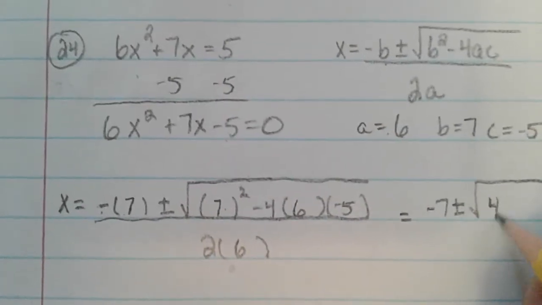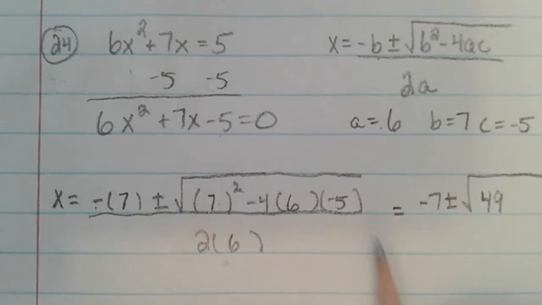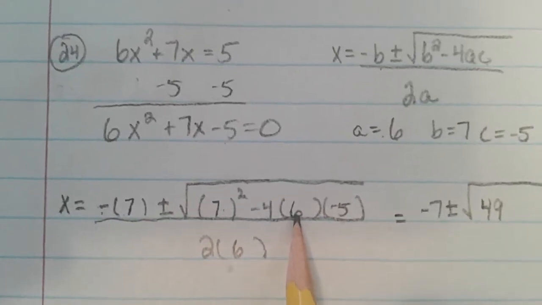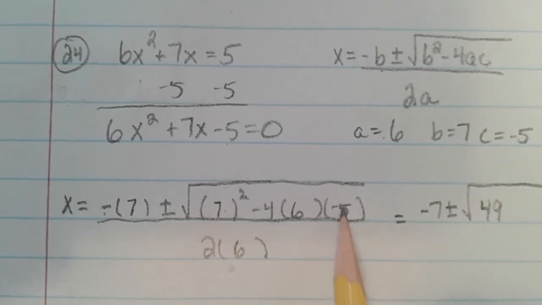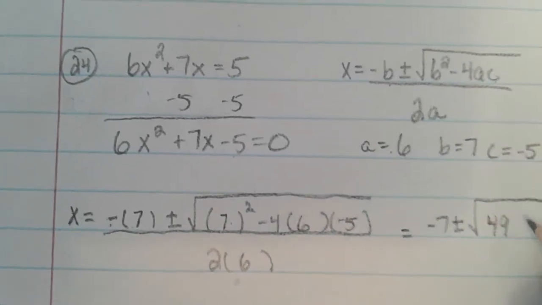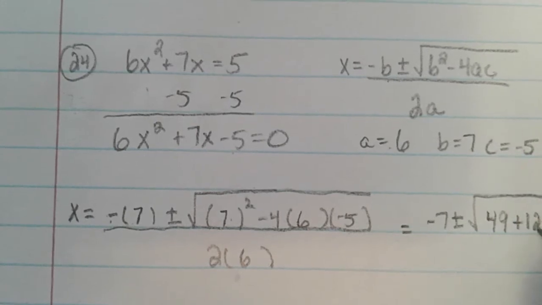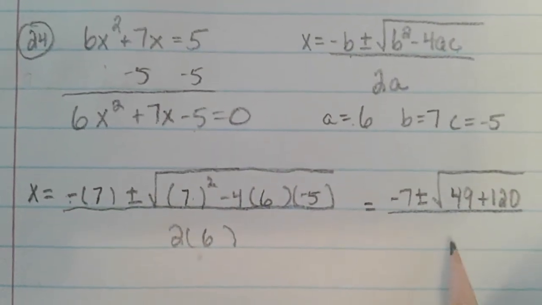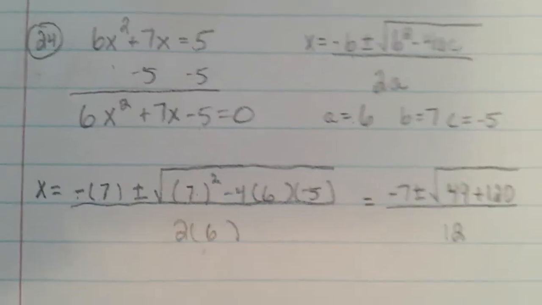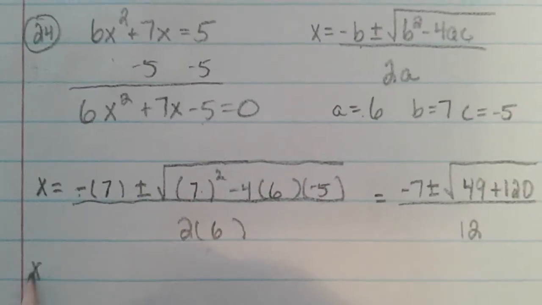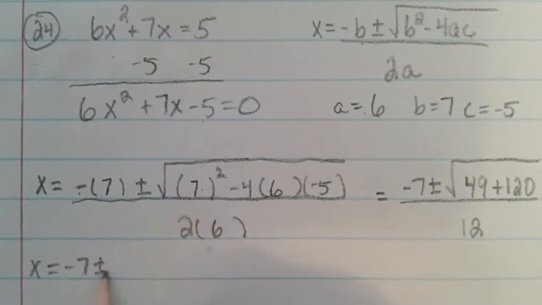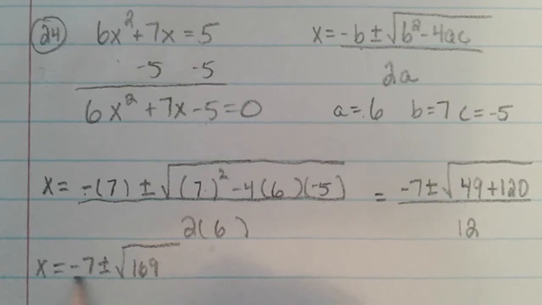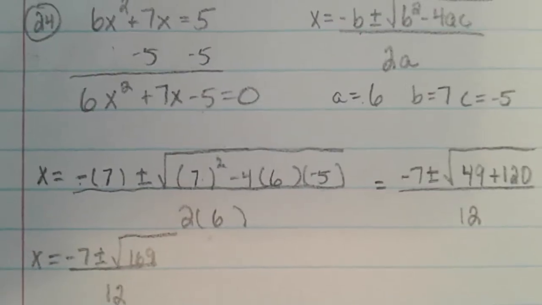7 squared is 49. Okay, and then we've got negative 4 times 6, which is negative 24. Negative 24 times negative 5 would be a positive 120, so plus 120. 2 times 6, the denominator becomes 12. So now I'm going to add up what's underneath the square root. So I have negative 7 plus or minus the square root of 169, and that's going to be over 12.